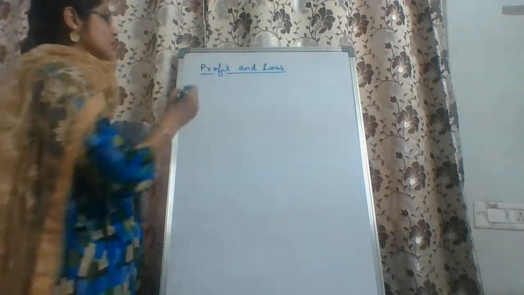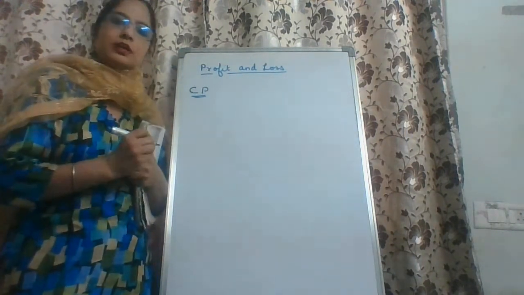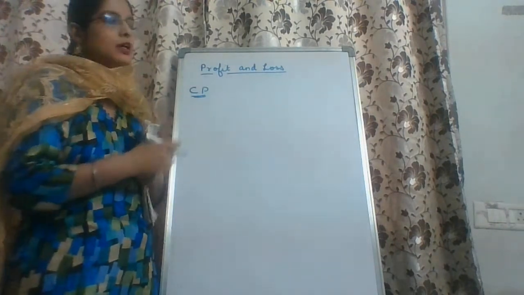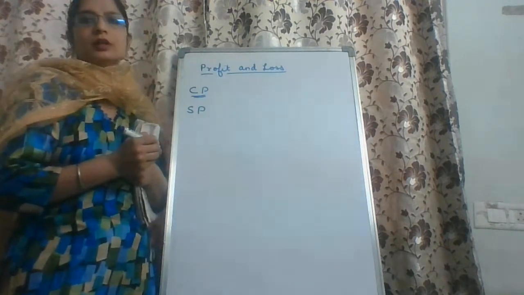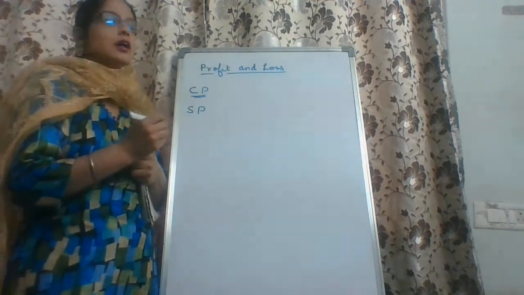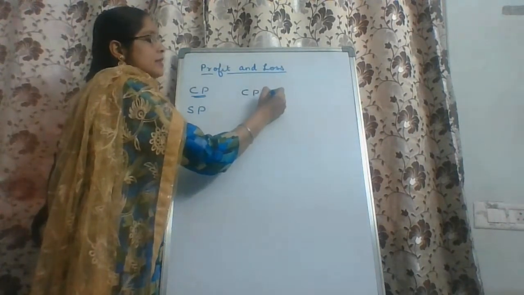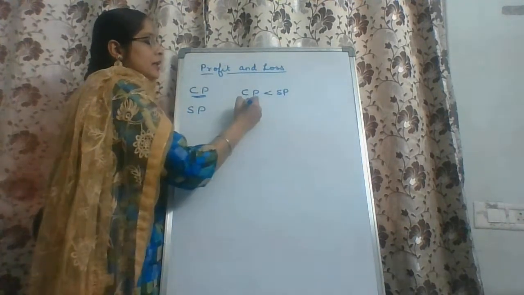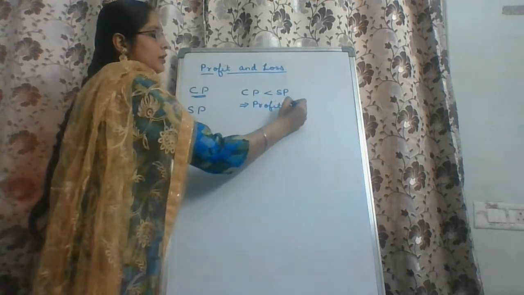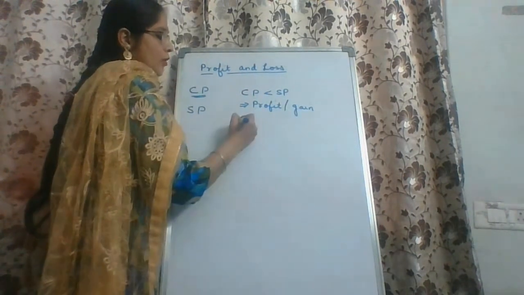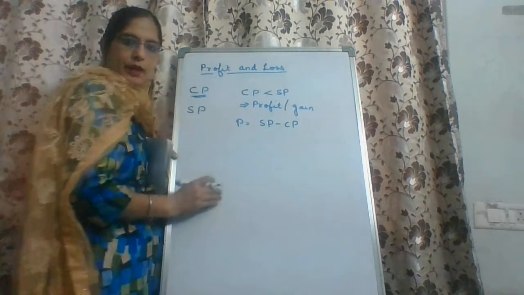What is cost price? The price at which we buy an article is called the cost price. The price at which we sell an article is called a selling price. When cost price is less than the selling price, then it is profit, or gain. Here profit is equal to selling price minus cost price.